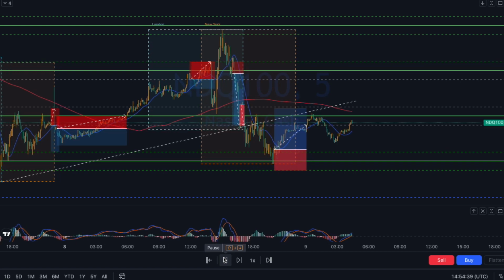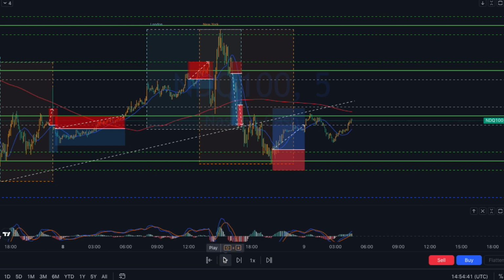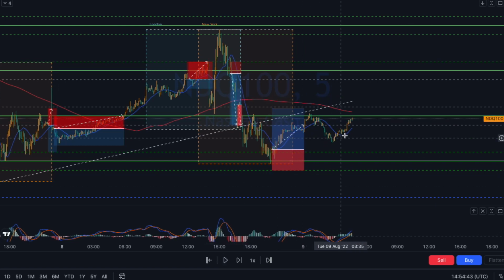Okay, so we're in the zone. Right now, it's getting kind of close to the 200 moving average. That's it right here, the red line right at the top. I'm thinking there's a very good chance the price is going to reject the 200 moving average and continue to push down one more time.